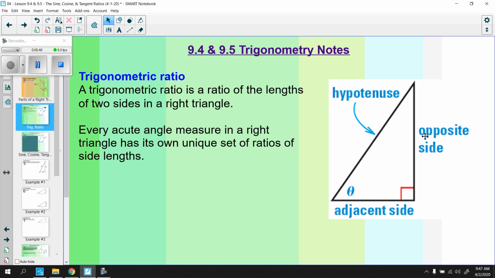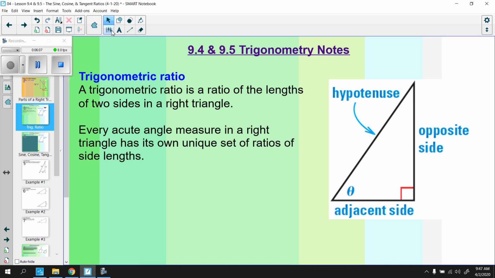That's a trig ratio. The thing that makes trigonometry so useful is that every acute angle in a right triangle has its own set of unique side length ratios. So kind of like we did with the 30-60-90 and the 45-45-90, how we put those side lengths, the 1, 2, and the square root of 3.